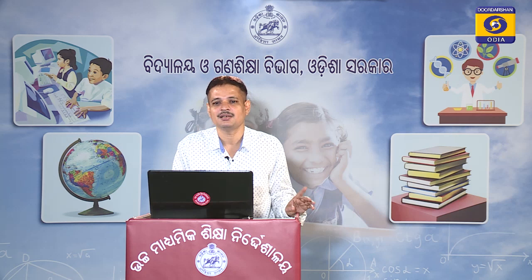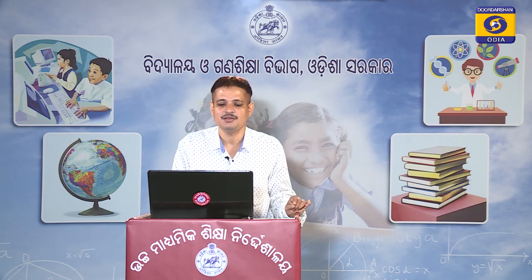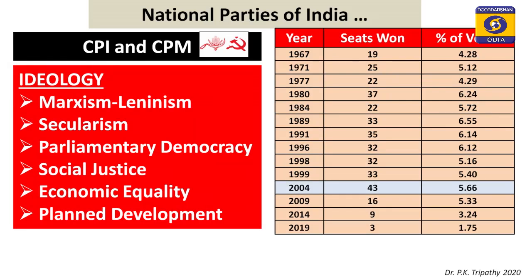Marxism believes in radical change of the society. So, except Marxism-Leninism, the CPI and CPM both believe in parliamentary democracy. They believe that in India it is very difficult to have a vanguard-like party as Lenin had in the Soviet Union. So, both the CPI and CPM believe that in India social transformation is possible only through parliamentary methods, and they also believe in secularism.